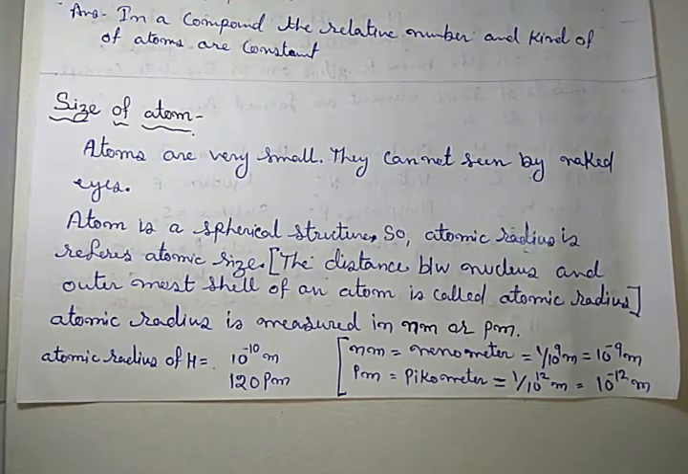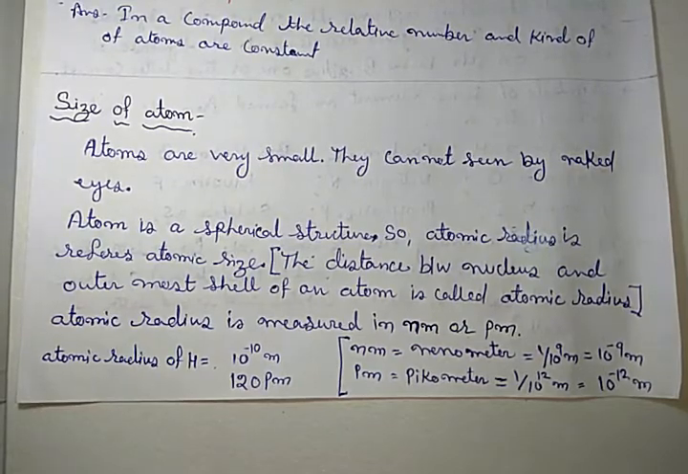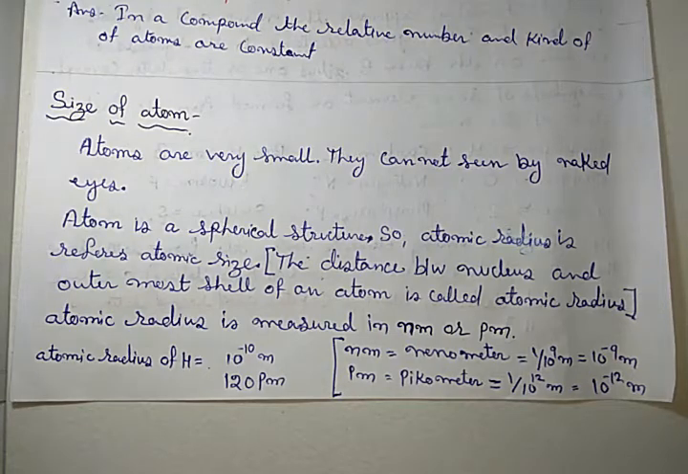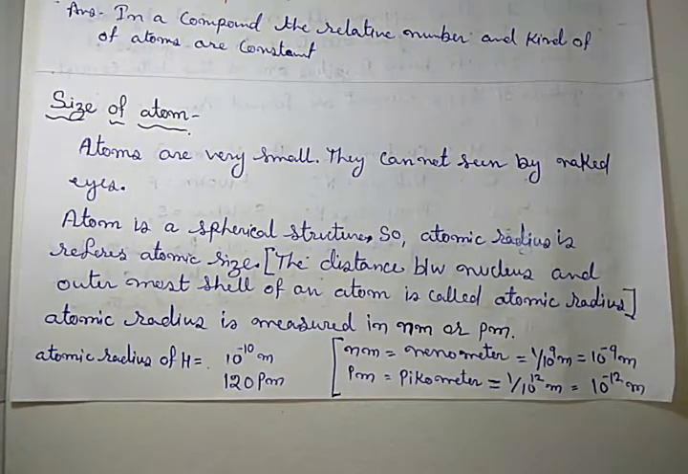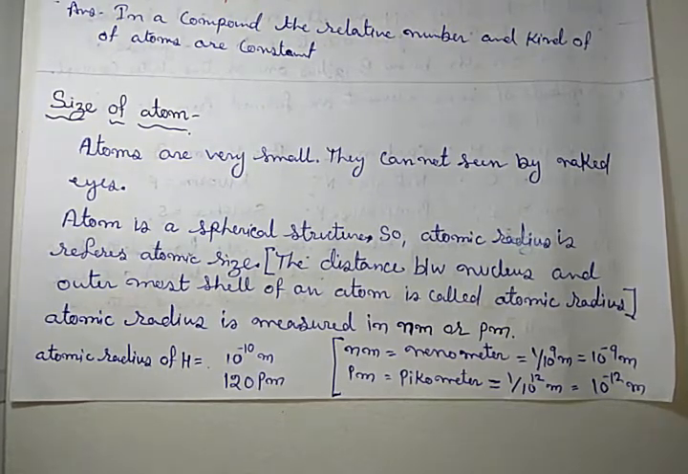Okay. Now let me start our topic, that is the size of an atom. An atom is a very small structure. Atoms are very small. These are electron microscopic structures. We cannot see them with naked eyes. Then the question comes to our mind: how can we define the size of an atom?